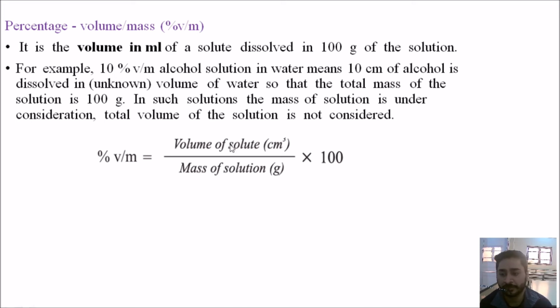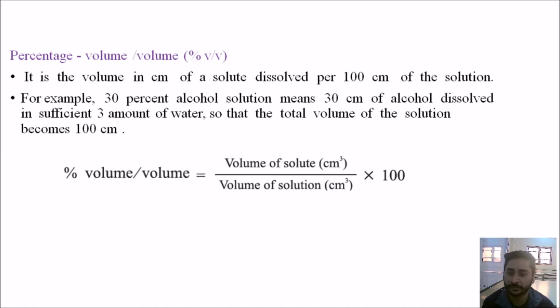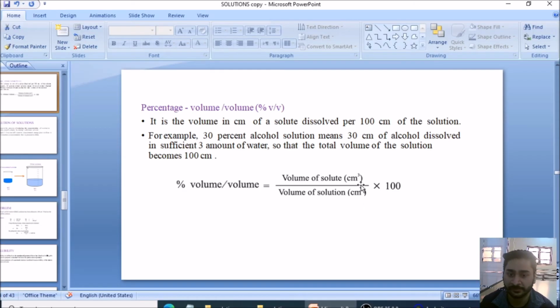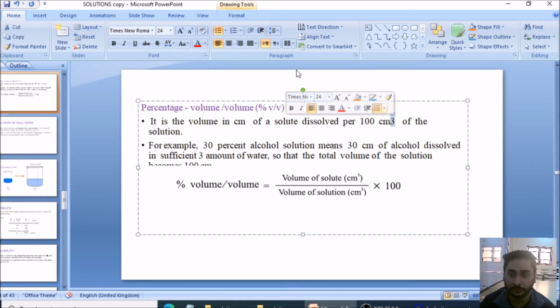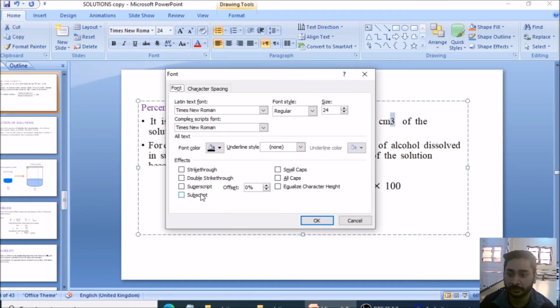The formula is very simple. Just take the volume of your solute and divide by mass of solution multiplied with 100. The fourth and the last one is called volume by volume percentage. It is represented as V over V. So volume of solute divided by volume of solution. And as we know, let's just correct this. We have centimeter cube over here. So I think I should correct it now because it's very frequent.